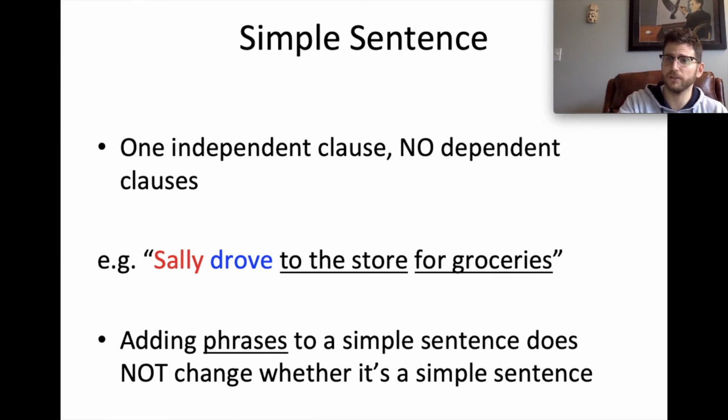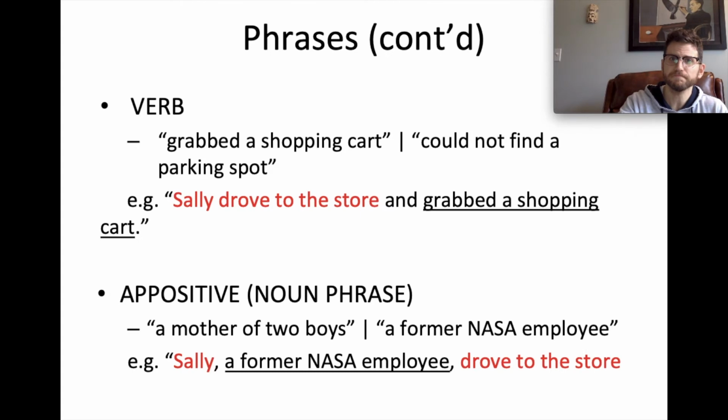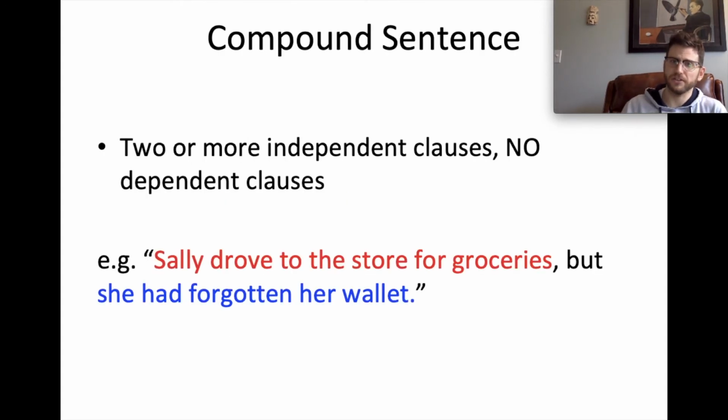So if a simple sentence is one independent clause but no dependent clauses, a compound sentence is two or more independent clauses but no dependent clauses. Now remember, we talked about this in the run-on video, the way you attach independent clauses.